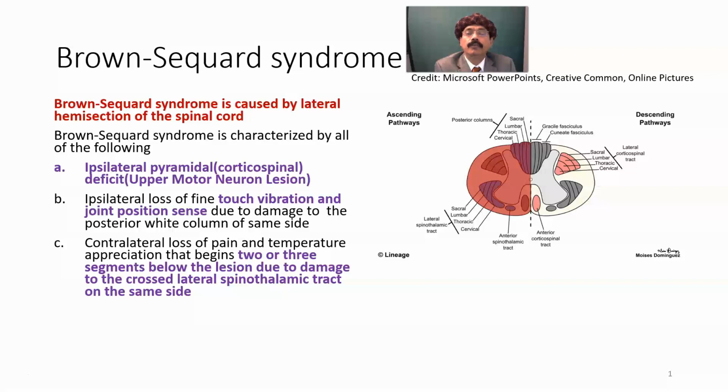Today I will discuss Brown-Sequard Syndrome. Brown-Sequard Syndrome is a syndrome caused by lateral hemisection of the spinal cord.